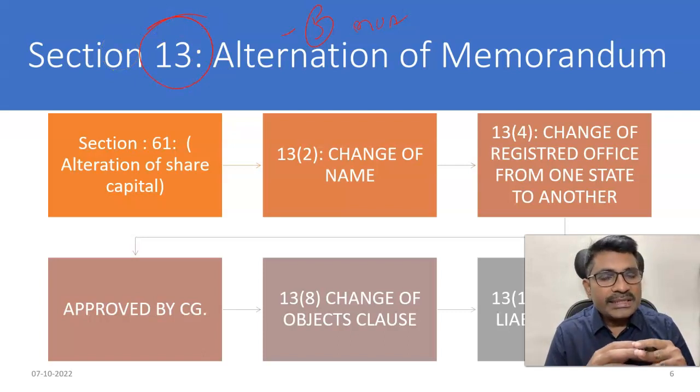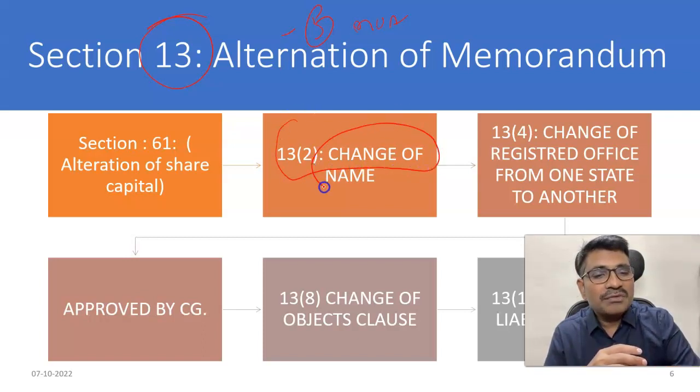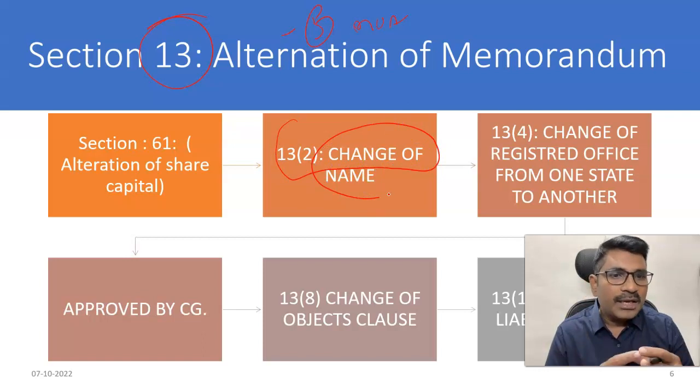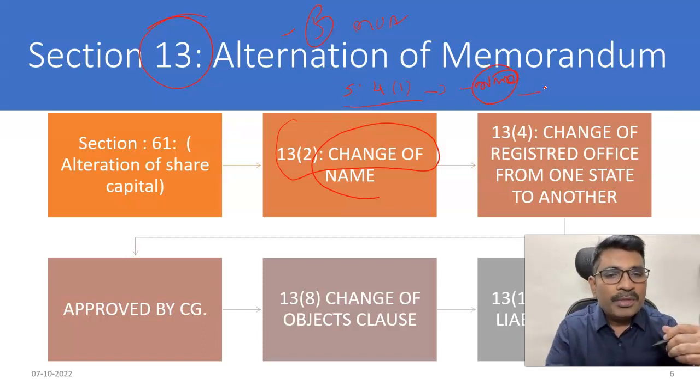Section 13 of the Companies Act provides the procedure by passing of a resolution, a special resolution, then you can go ahead with the alterations. Section 13 clause 2 talks with regard to the change of the name. At any point of time, if the company wishes to change the name, it can go for a change. That means section 4 subclause 1, which is about the name. So the name can be changed at any point of time by adopting the proper procedure of law.